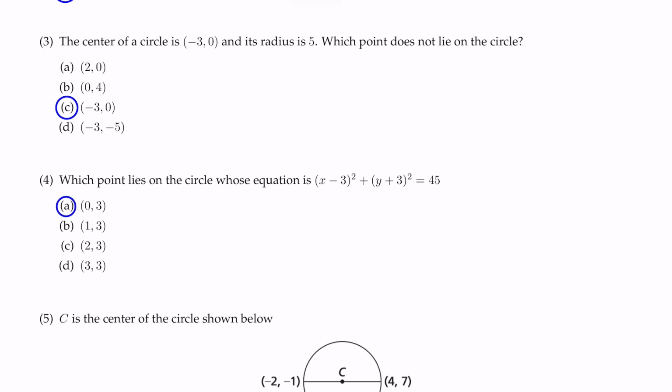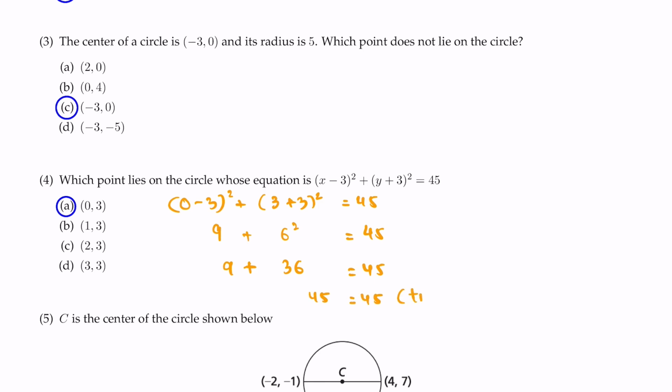To see this, you just have to substitute the point into the equation, and hopefully you get a true statement. For the first point, you get (0 - 3)^2 + (3 + 3)^2 = 45. For the first term, you get (-3)^2, which is 9, plus 6^2, which is 36. So 9 plus 36 gives you 45 equals 45, which is a true statement. So the first point is on the graph of the circle.